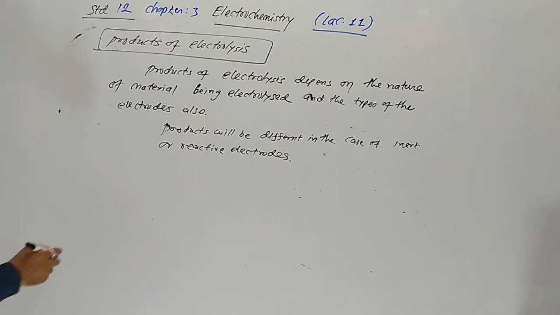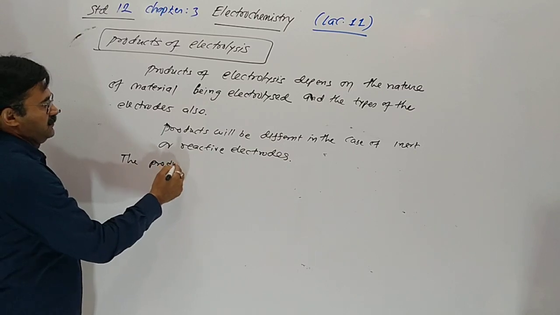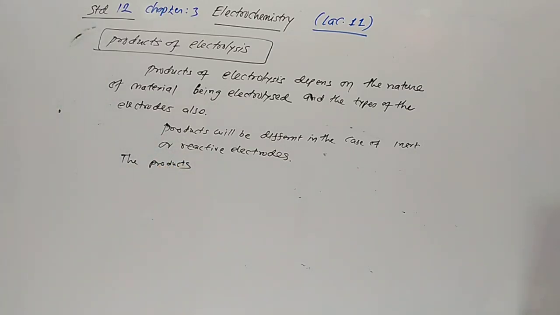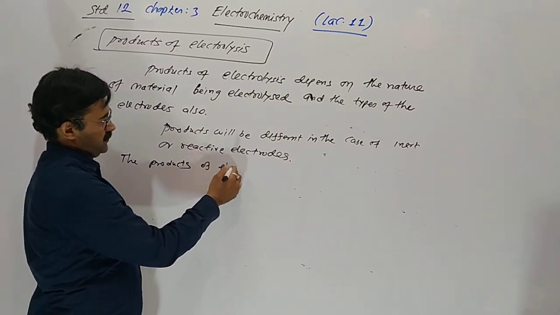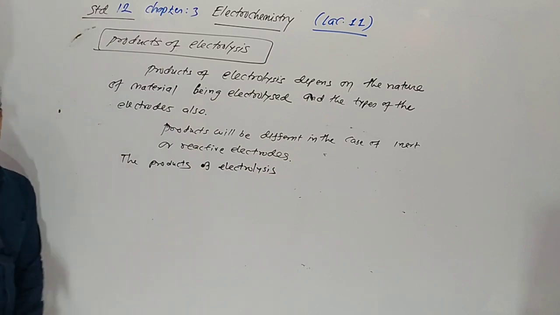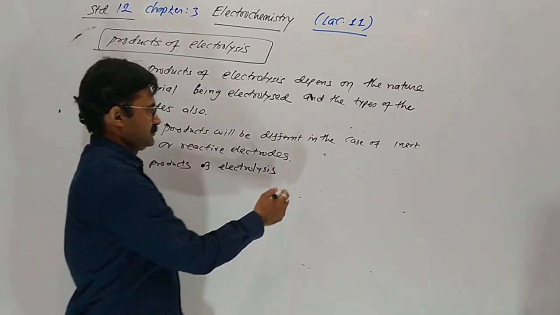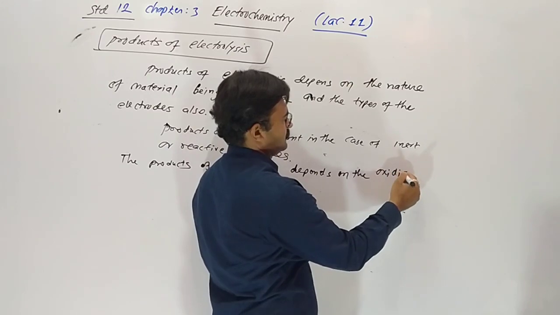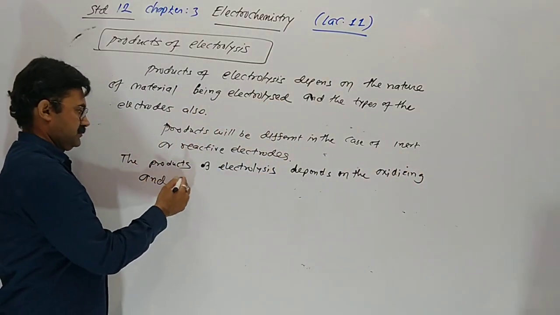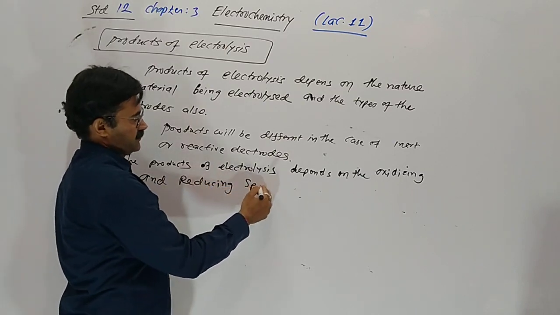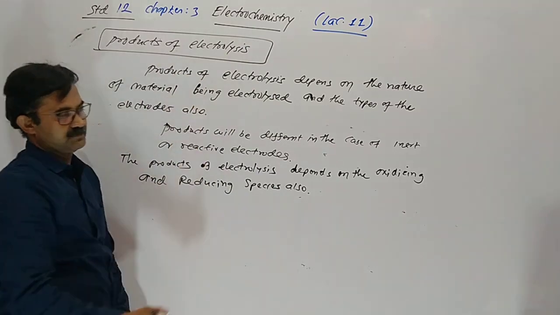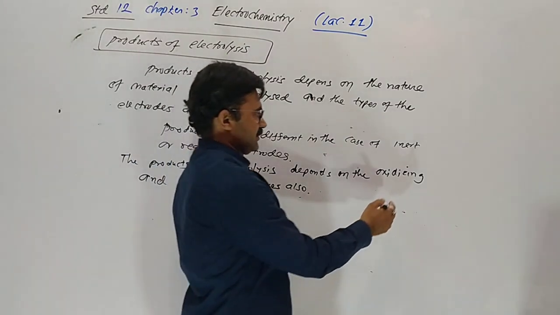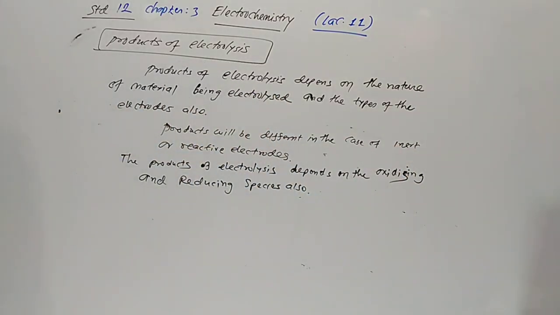The products in an electrolytic cell, the product of electrolysis, depends on the oxidizing and reducing species also, in the electrolytic cell, and the standard electrode potential.